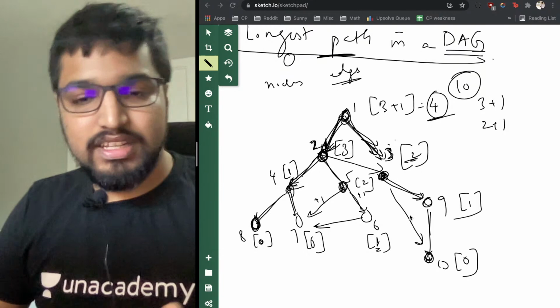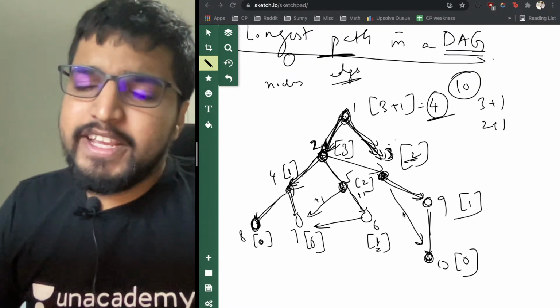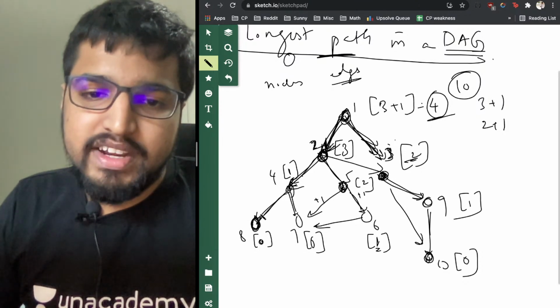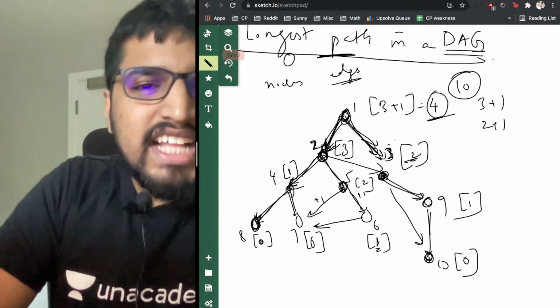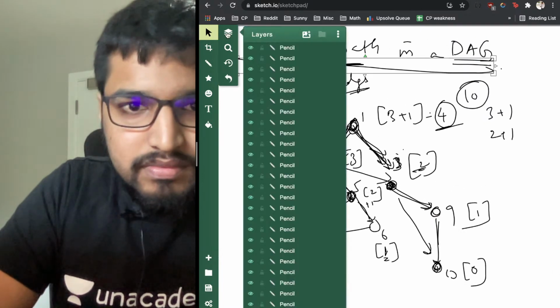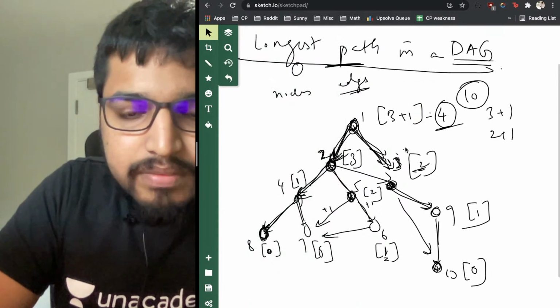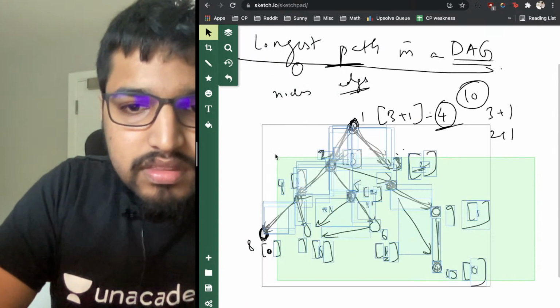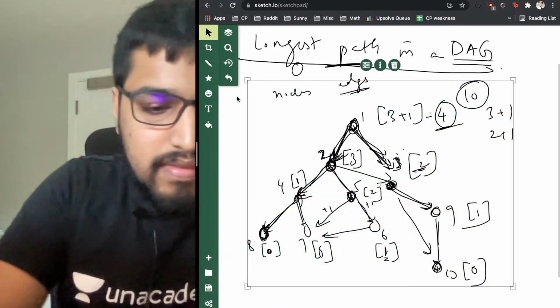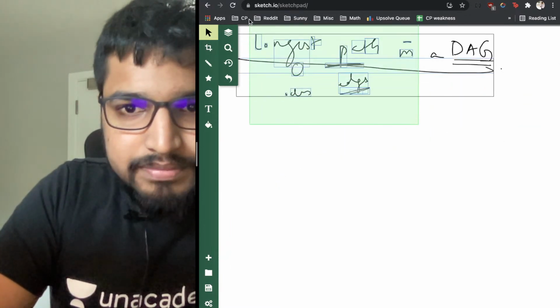All right. Awesome. Now, but how do we store what's underneath it? So basically, the answer for a node.